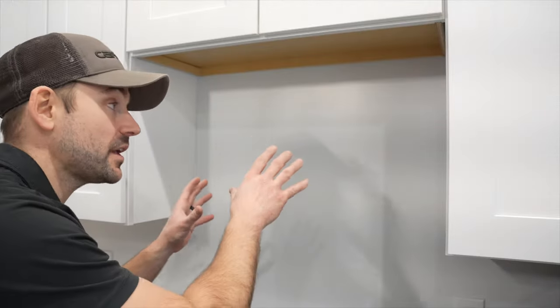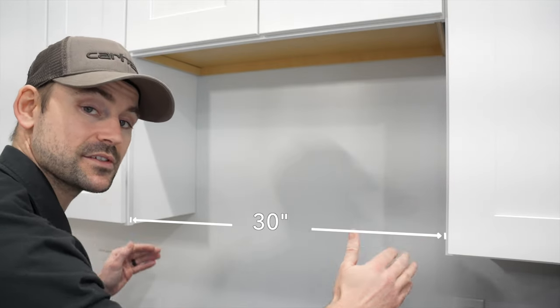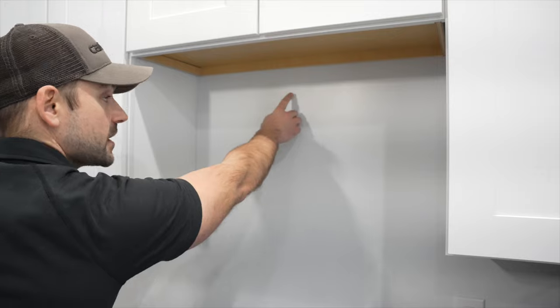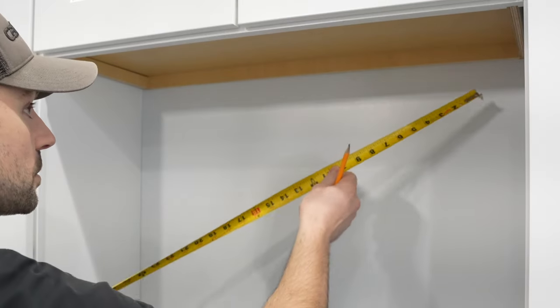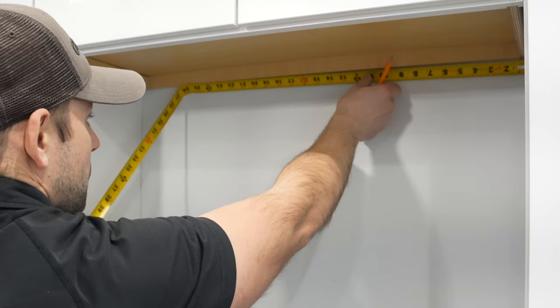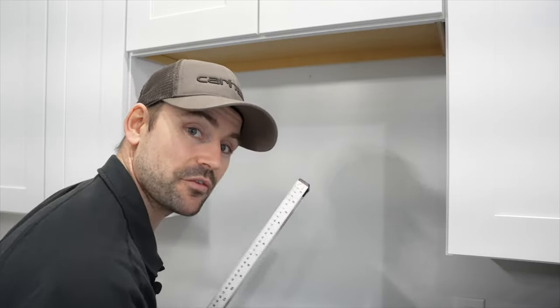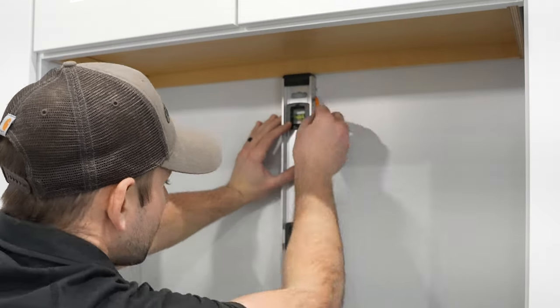I'm now here in the opening above my range, and if you wanted to know, this is a 30-inch opening. It's the same width as the range below. And now what I gotta do is find the center of this space, and then we'll have to plumb a line. So simply just measure evenly from each side. And now that we found center, I'm just gonna take a 2-foot level and plumb a line down.